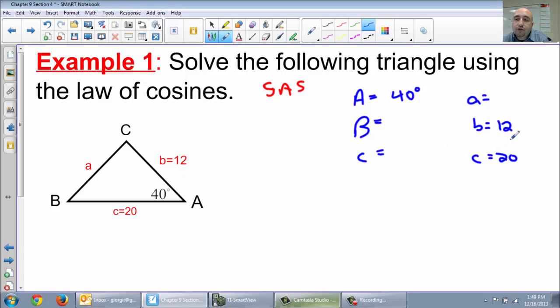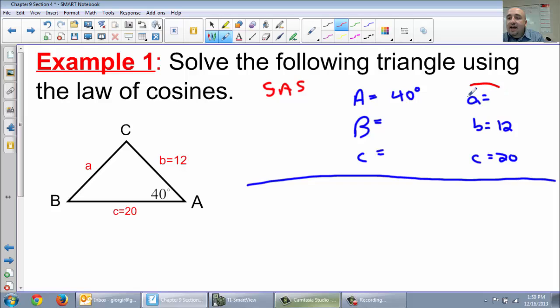And we know we have to use law of cosines because if you notice, we only have one number for each letter pair. We know angle A, but we don't know little a. We don't know angle B, but we know little b. We don't know angle C, but we know little c. So that's the way of telling that you can't use law of sines. So how we're going to do this is, when it's a side angle side, you're going to find the missing side first. That's how you start these.